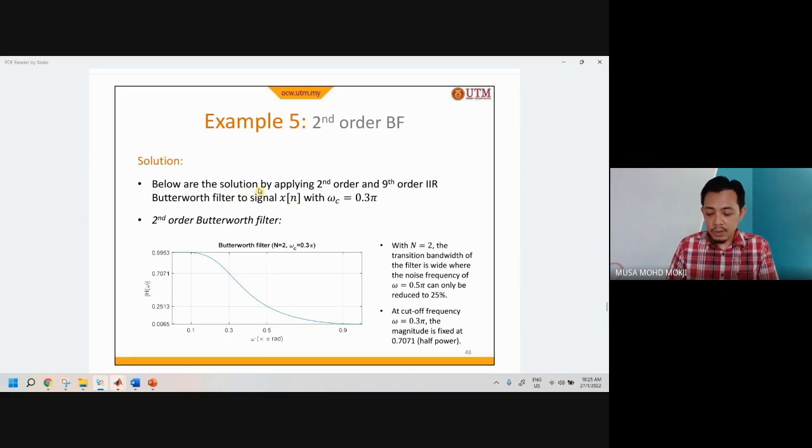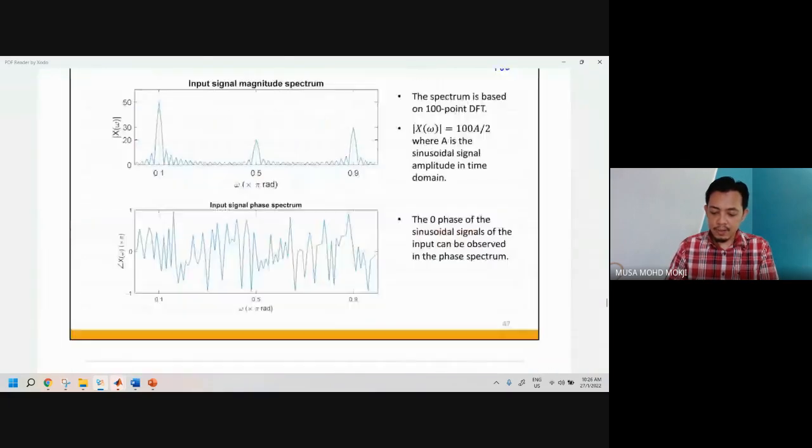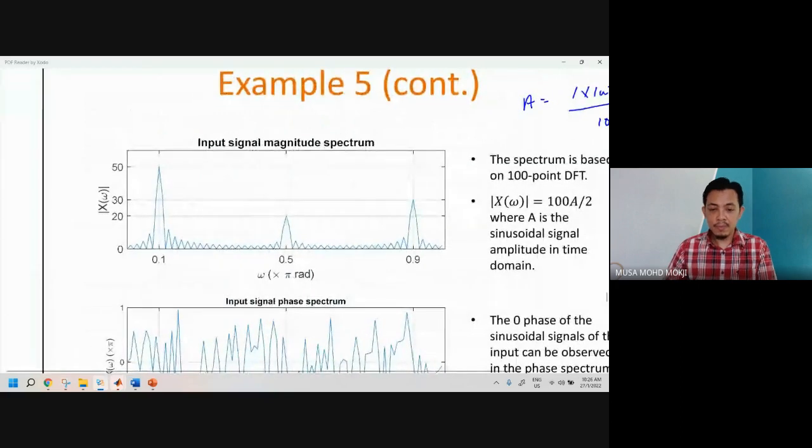So below are the solutions by applying a second order and ninth order IIR Butterworth filter. So we're going to try a second order and ninth order. So what will be the difference? And in this case, I'm using a cutoff frequency equals to 0.3 pi. Okay, here, this is 0.3 pi. So if we are looking back at this, we want to keep this one. We want to remove this one. We want to remove this one.